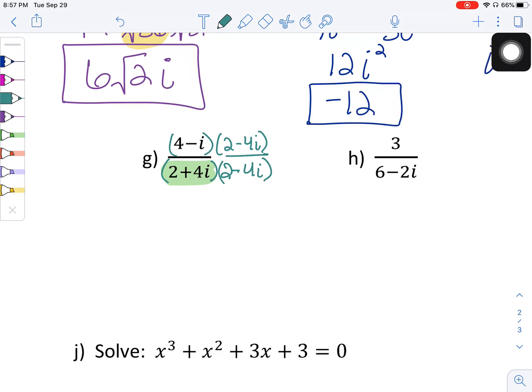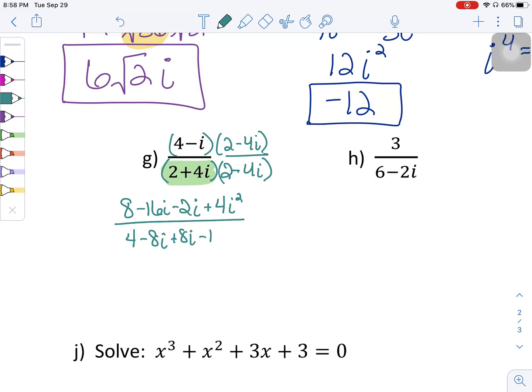So let's do some multiplication here in the numerator. So 8 minus 16i minus 2i plus 4i squared. Okay, all over, multiply out the denominator. So let's see, 4 minus 8i plus 8i minus 16i squared. Okay. For those of you playing at home, you may have noticed that in the denominator we have negative 8i plus 8i. Wave bye-bye. They're gone.